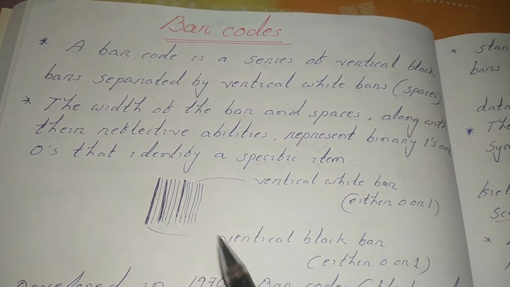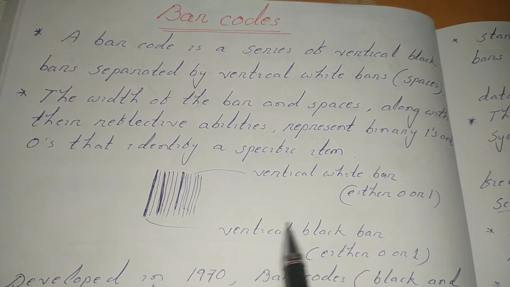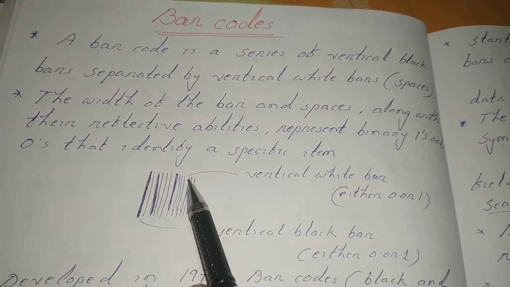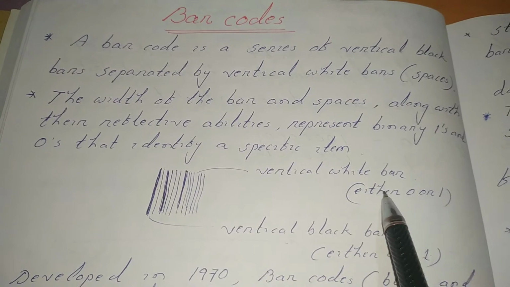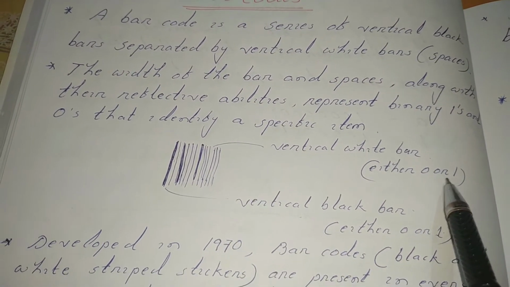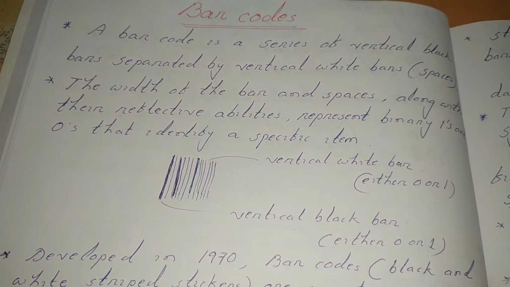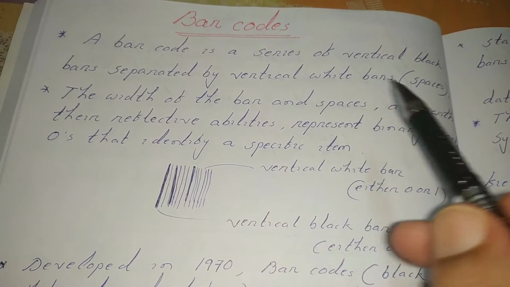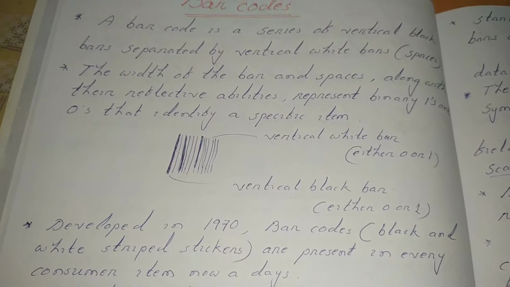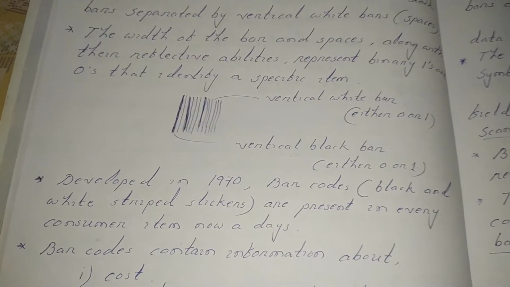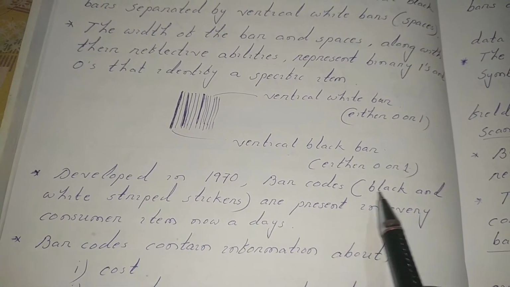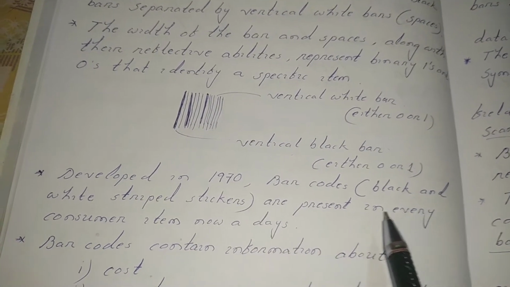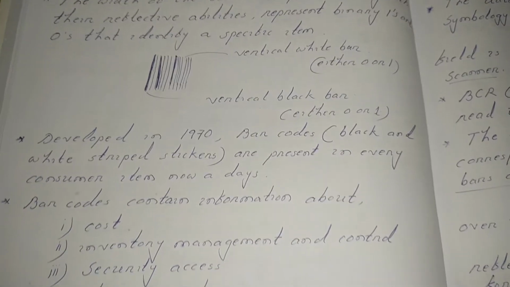See here in this example, a vertical black bar represents either 0 or 1, and a vertical white bar represents either 0 or 1. As the name barcode suggests, different vertical bars are used to encode the information. Barcode was developed in 1970. Barcodes are also called black and white striped stickers that are present on every consumer item nowadays.